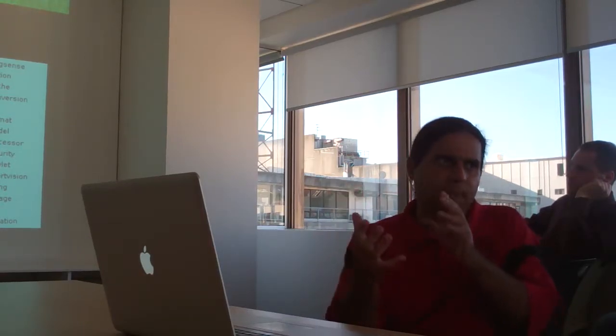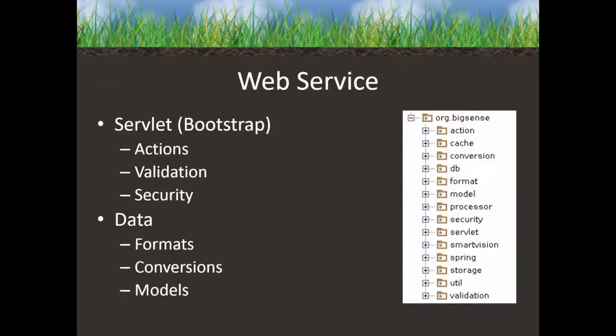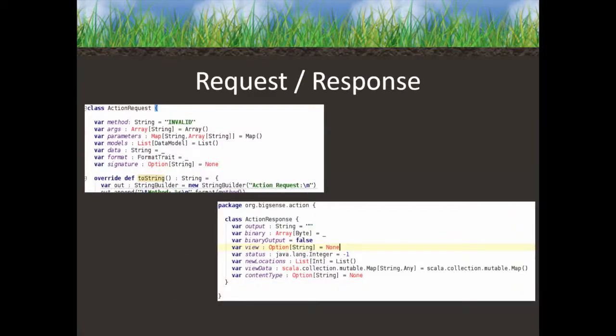So there's a bootstrapping servlet that pulls everything together. Actions are kind of like my controllers. Validation validates the inputs before it hits the actions. There's a security layer, I just use RSA security, so I sign all of the XML envelopes. And then there's some data pieces, including formatting, conversions, and models. So we're going to take a look at all those. I'll kind of show everything from the bottom up and then glue everything together towards the end.